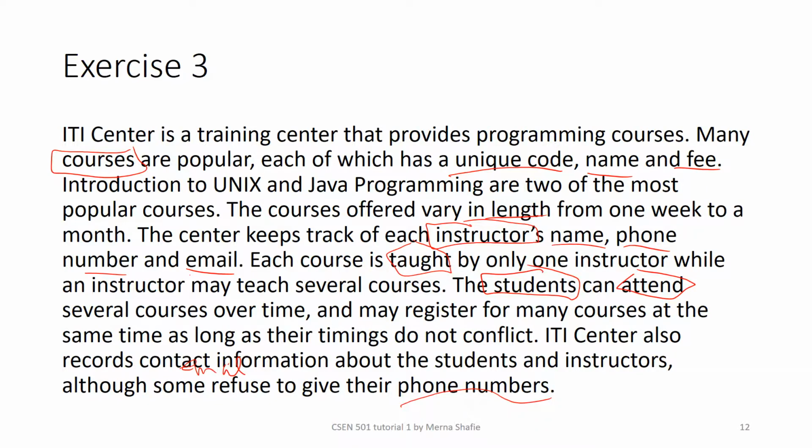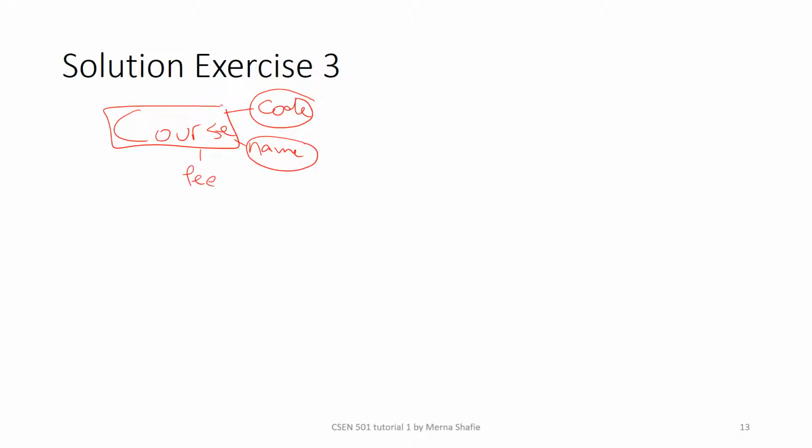Now we want to list the entities with their attributes. First, we have course, which is the first entity. What are its attributes? It has code, name, fee that we need to pay, and length. These are the attributes that we have for the course.